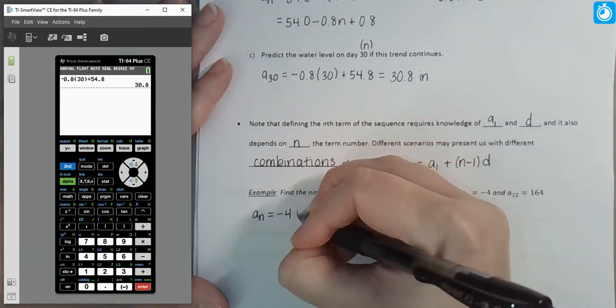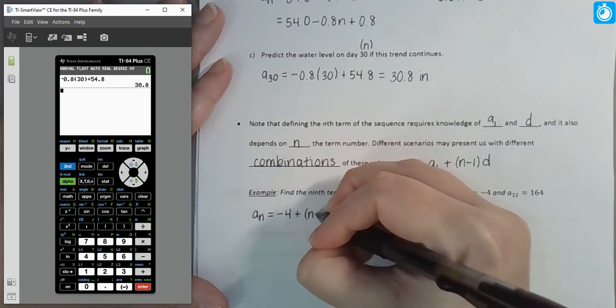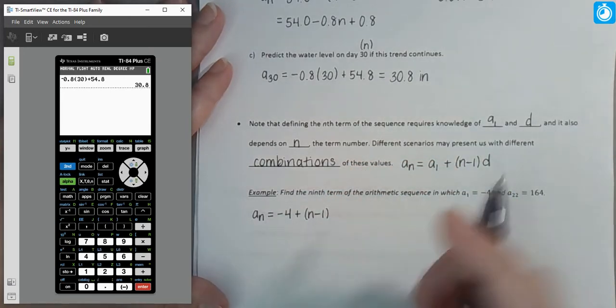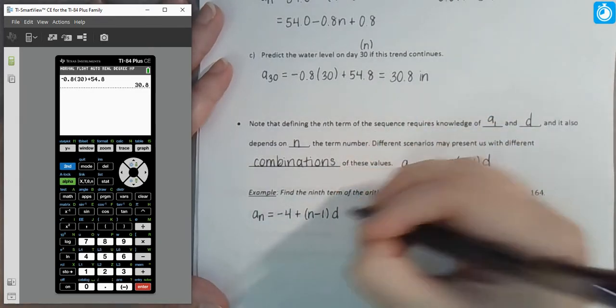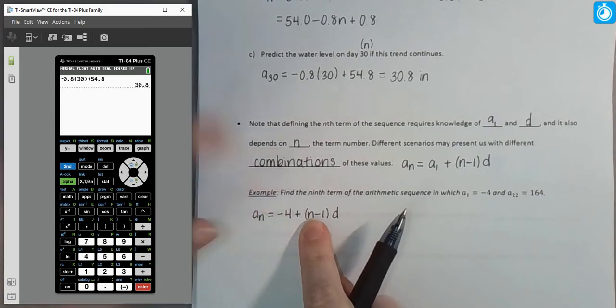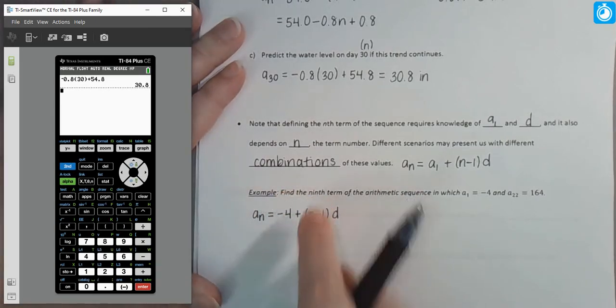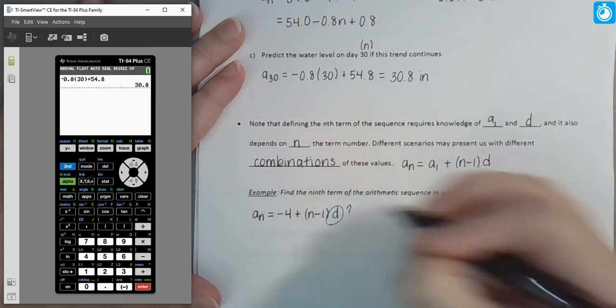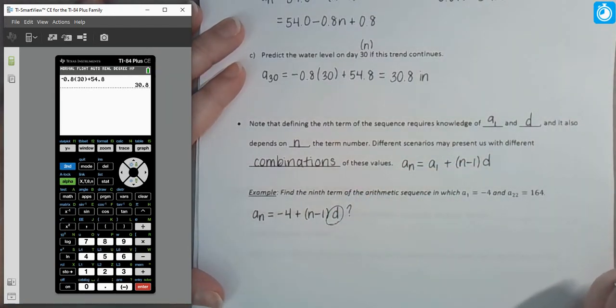And we know we're going to take -4 and we're going to add on n minus 1 for whatever n is, times d. So we know a sub 1. N is our variable in any situation. In this case, the value of n we want is going to be 9. But what we don't know is the value of d. We do not know what the value of d is in this case.